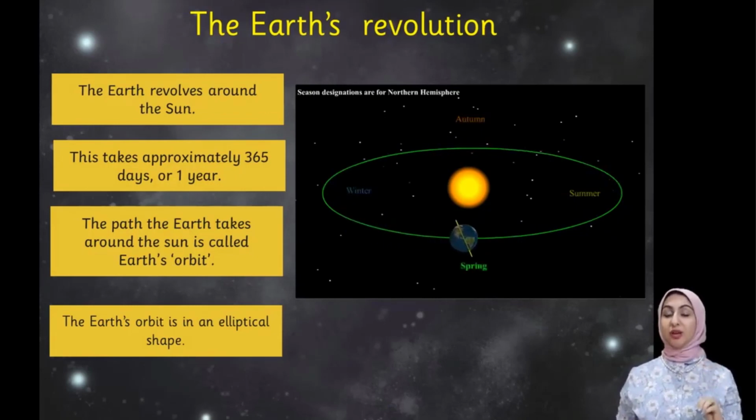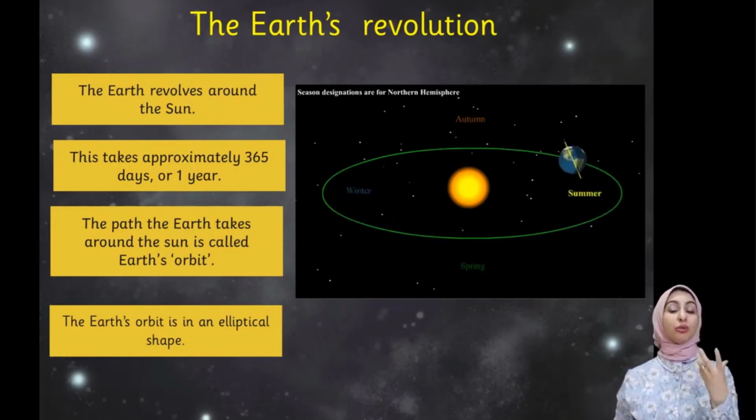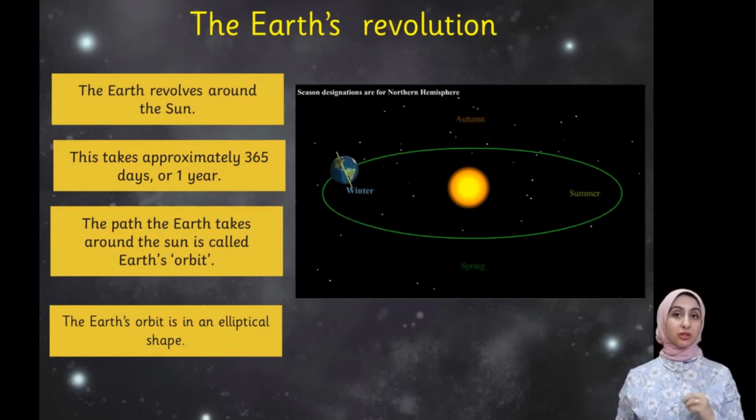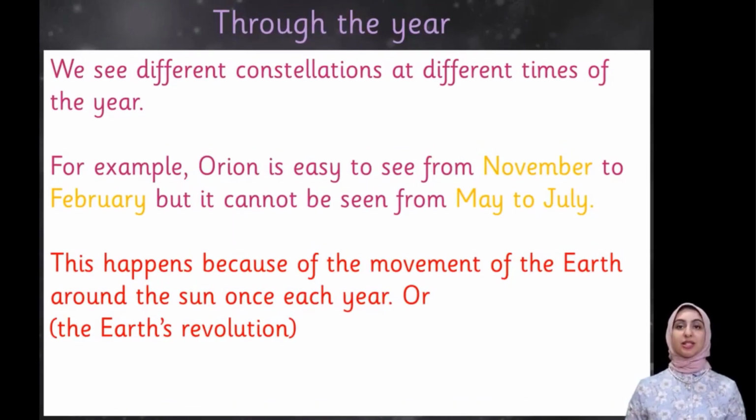And also in grade 5, we took that because of the Earth revolution, we have the 4 seasons, which are spring, summer, autumn, winter. We see different constellations at different times of the year. For example, Orion is easy to see from November to February, but it cannot be seen from May to July. What is the reason? This happens because of the movement of the Earth around the Sun once each year, or you can say because of the Earth revolution.